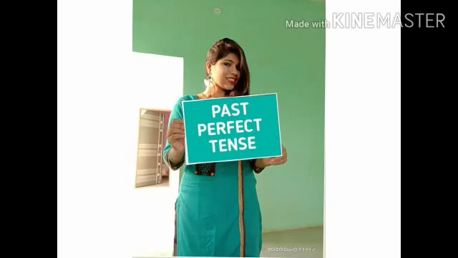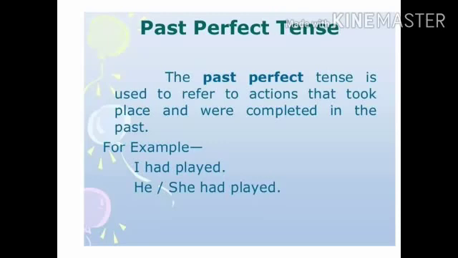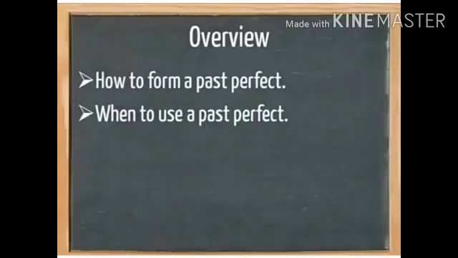This tutorial is all about the past perfect tense. The past perfect tense is used to refer to actions that took place and were completed in the past, such as I had played, he or she had played. Have an overview. In this tutorial, I am going to teach you how to form a past perfect and when to use a past perfect.